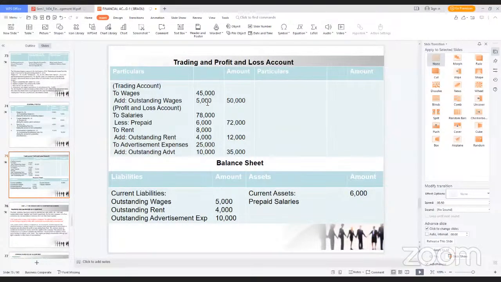And only the outstanding amount, what is the outstanding amount? That is 5,000, we are writing in the balance sheet. And the rent is also outstanding. Outstanding accounts, that is still you have to pay it. That is a liability. So outstanding expenses, you will be writing on the liabilities, and prepaid expenses will be written on the asset side. Here we have only the prepaid expenses, that is 6,000. That is prepaid salaries you have, that you have written on the asset side.